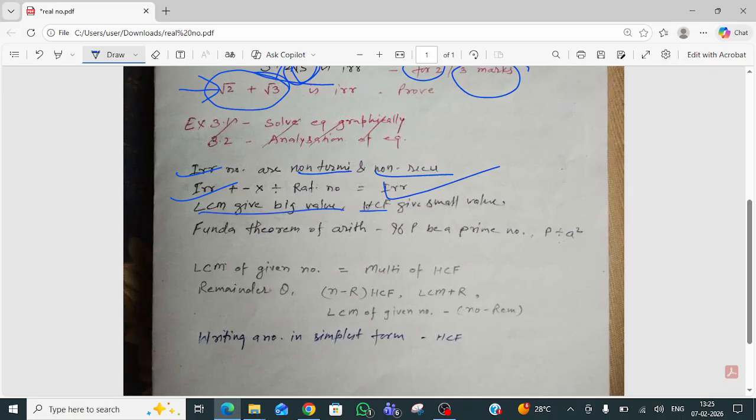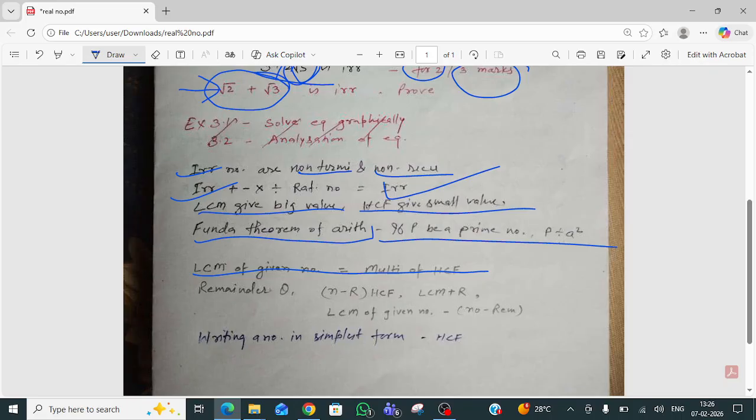LCM gives a big value, HCF gives a small value, and LCM is a multiple of HCF. This concept will be utilized. Next, the fundamental theorem of arithmetic. You used it in proving root 2, root 3, root 5 are irrational numbers. That theorem you should know: if p is a prime number and divides a square, then p divides a also.